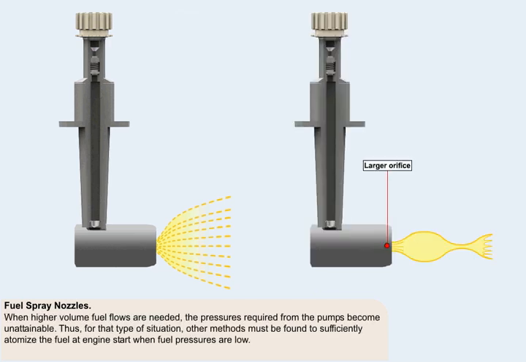We've demonstrated then that a small orifice of fixed size will provide a finely atomized spray at high fuel pressures. However, when higher volume fuel flows are needed through larger bore nozzles, the pressures required from the pumps to provide that finely atomized spray become unattainable. Thus, for that type of situation, other methods must be found to sufficiently atomize the fuel at engine start when fuel pressures are low.